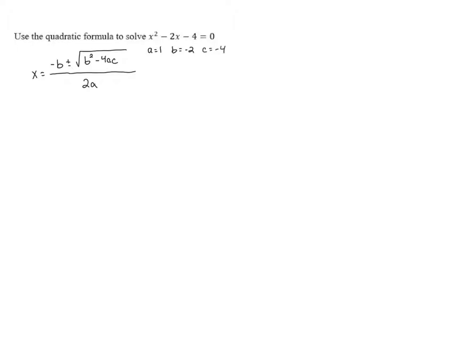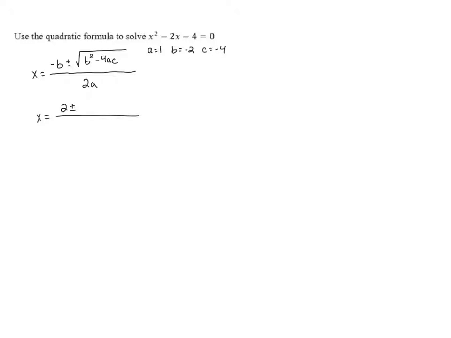Never forget to include the negative sign when one of these coefficients is a negative number, or we'll end up with the wrong answer. Now let's go and plug these quantities in. We start off with the opposite of b. Now b is negative 2. The opposite of negative 2 is positive 2.